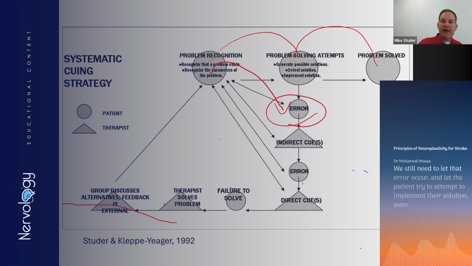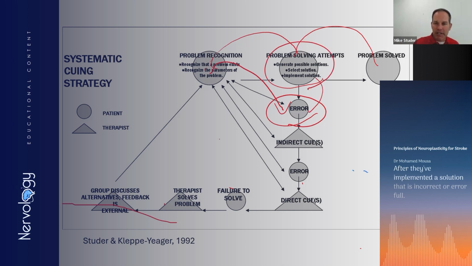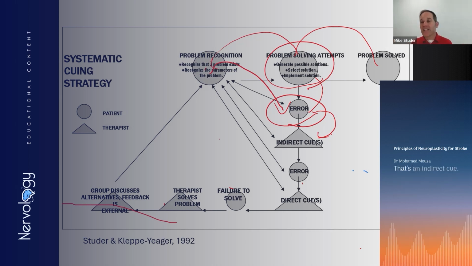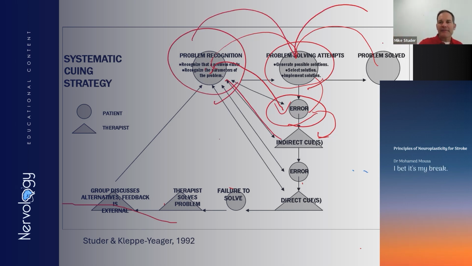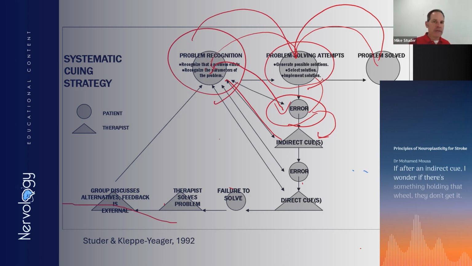Maybe I should put my foot down and try to steer with my foot." We still need to let that error occur and let the patient attempt to implement their solution, even if it's wrong. After they've implemented a solution that is incorrect or errorful, we can then give them an indirect cue. "I wonder if there's something that's holding the left wheel from turning." That's an indirect cue. And they say, "Oh, that's right. I bet it's my brake."